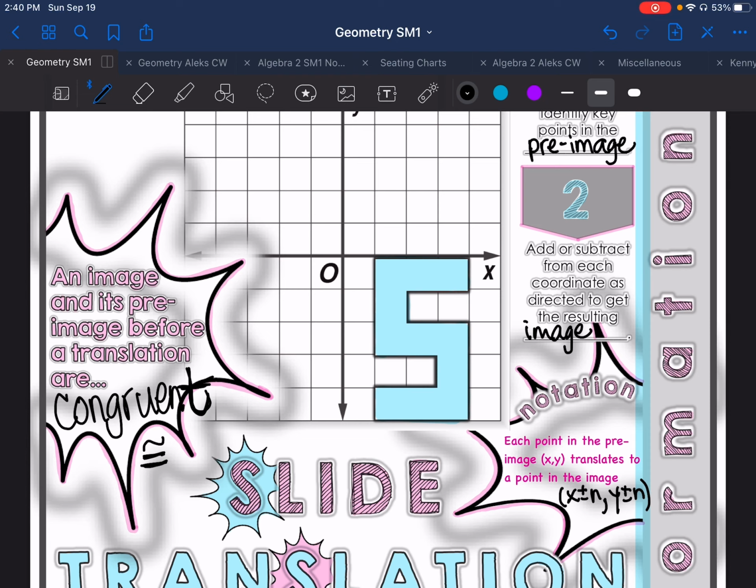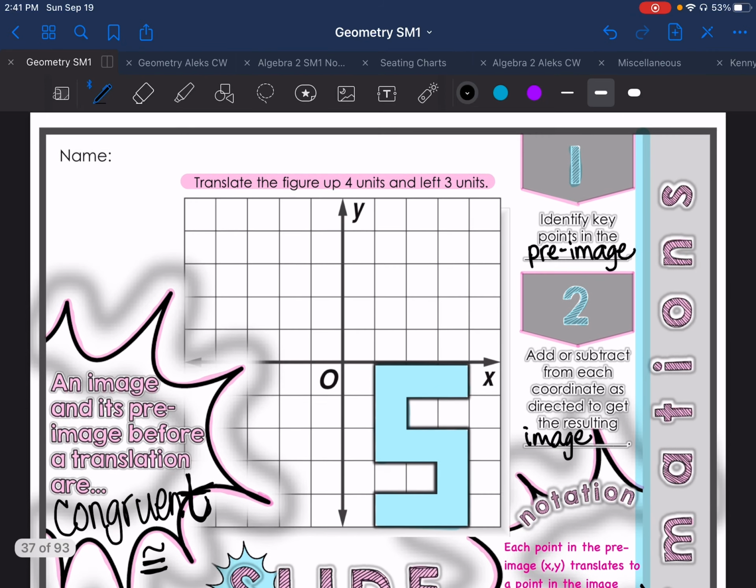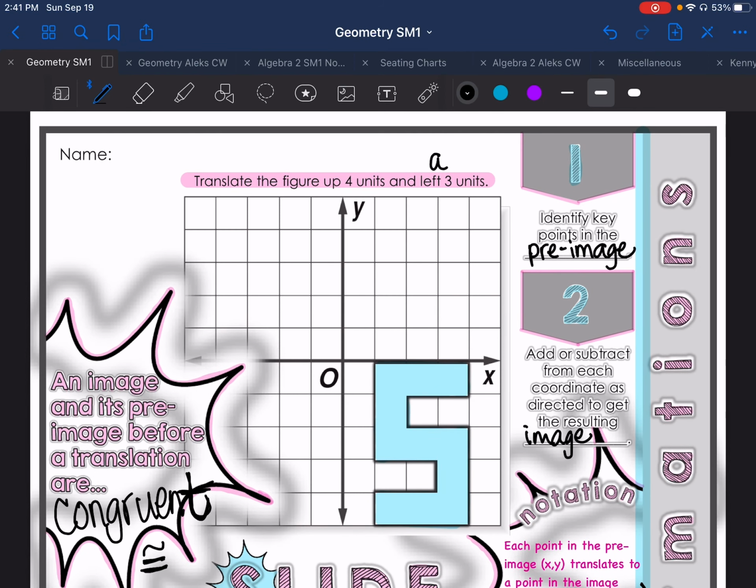We get this number from our, well, hold on a second. Let me change that. Plus or minus some number A, plus or minus some number B. A is normally going to tell us to move left or right, and B is going to tell us to move up or down.